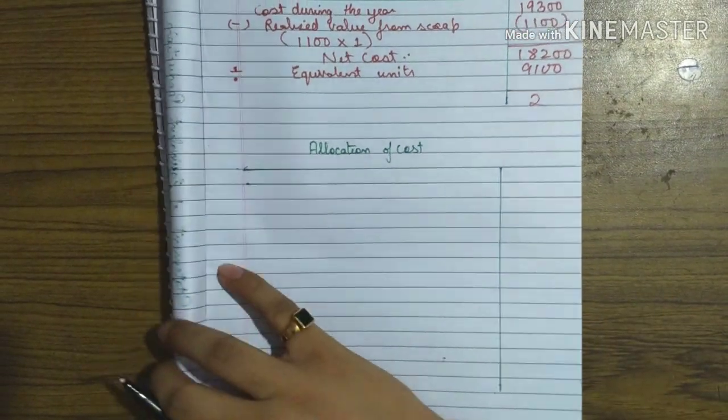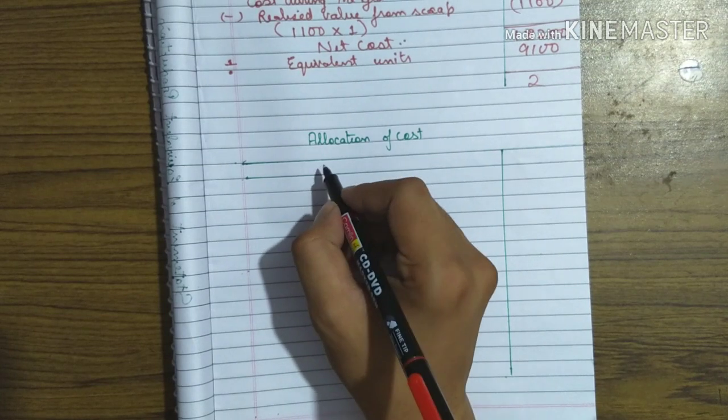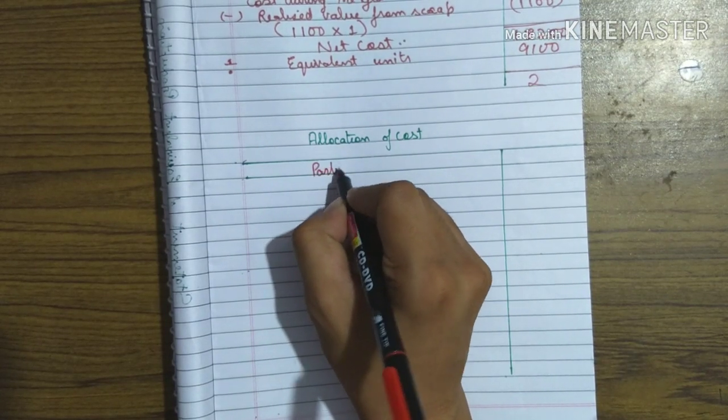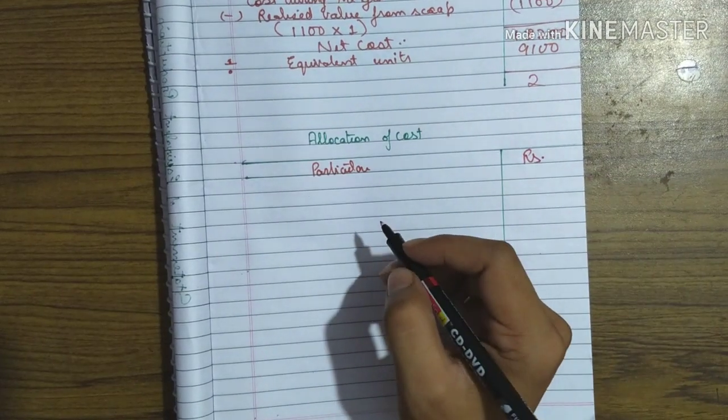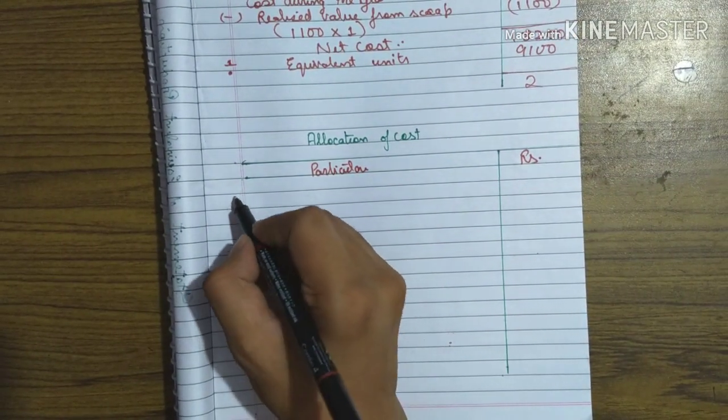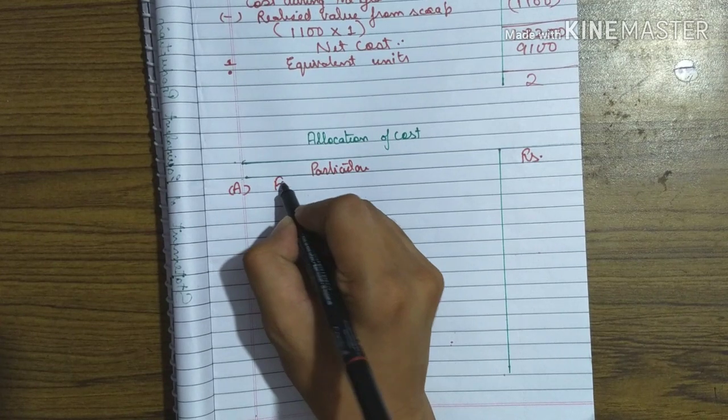Alright, now is the basic and easy part. We'll be calculating the allocation of cost. So particulars, rupees. We'll do finished goods.